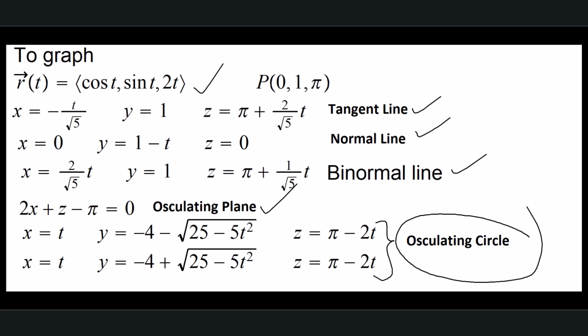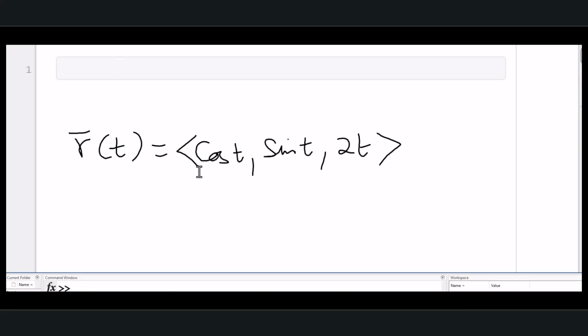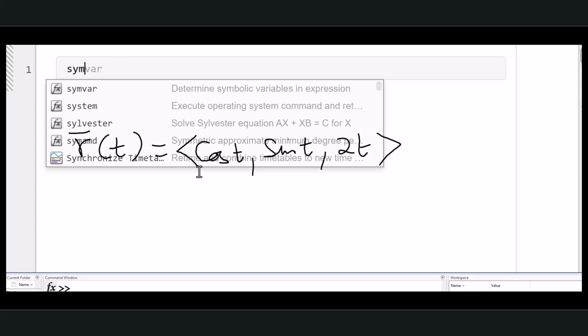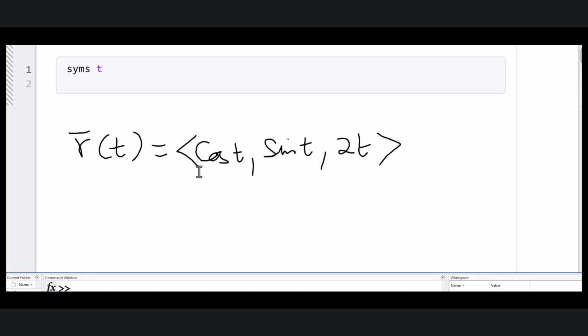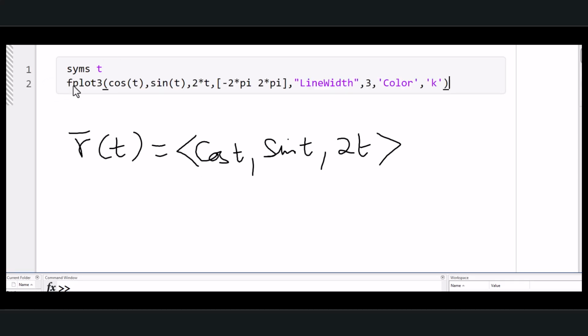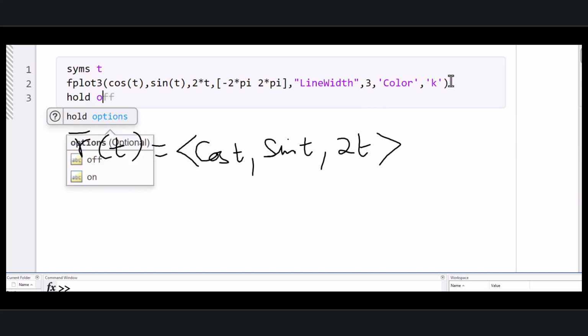by using MATLAB. Now to graph this curve, first we have to introduce a symbolic variable t, and then we just write the components as we have been doing usually. And here I put the line width as 3, and for the color, this k is just the command for black. I chose the line color as k. So this will graph this line for us, and we can say hold on, and we can see the line later.